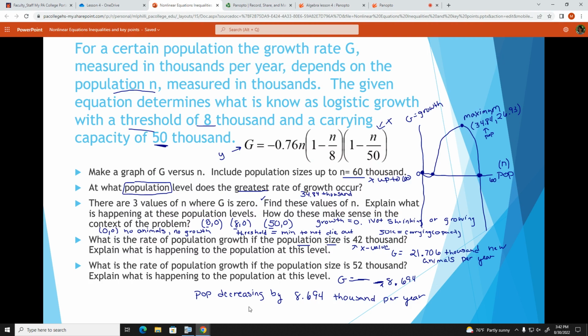So hopefully this example helps you to walk through creating the graph and then different features on your calculator. So we actually used a bunch of different features on our calculator. For greatest, right here in the second one, we used the maximum. For zero, we use the zero function on our calculator. And for the 42,000 and the 52,000, we use the value function on our calculator. So this problem is all about using the features on your calculator to answer the questions.